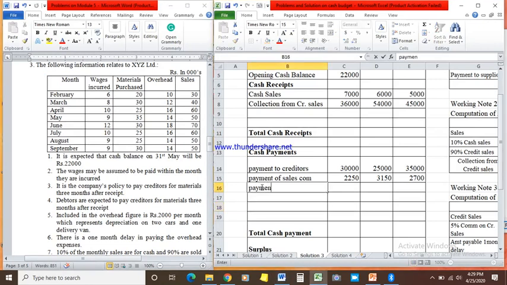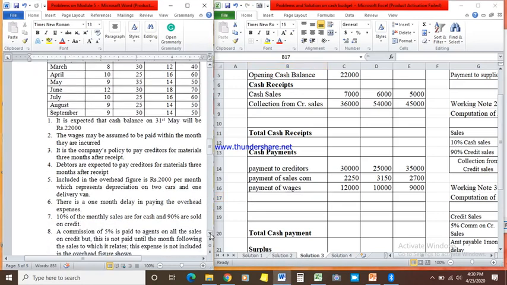So payment of wages: June 12,000, then 10,000 and 9,000. If you read the statement correctly, the wages are assumed to be paid within the month they are incurred, so in whichever month the wages are due, in the same month they are paid. Next, included in the overhead figure is 2000 per month, which represents depreciation. This we are supposed to consider. There is a one month delay in paying the overhead expenses.